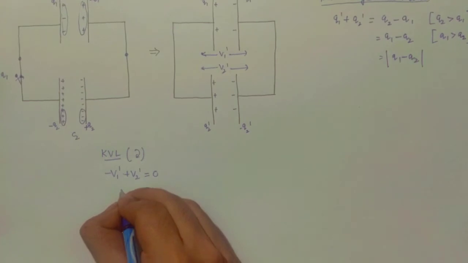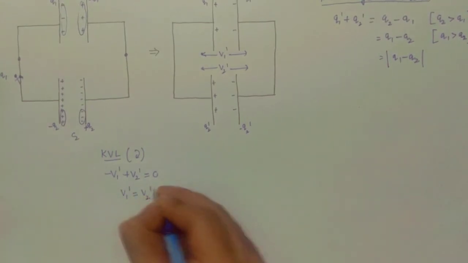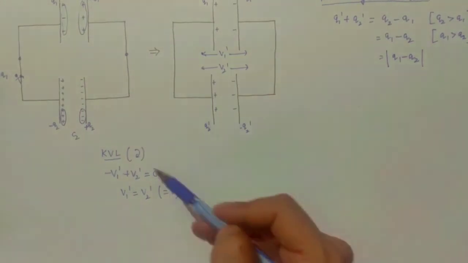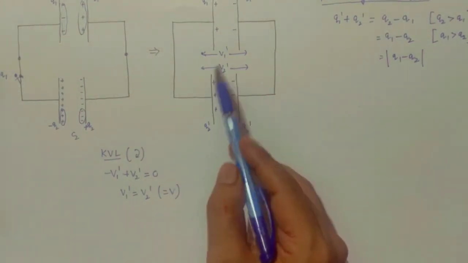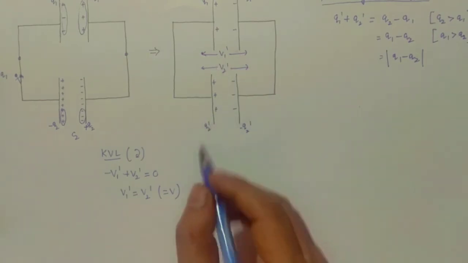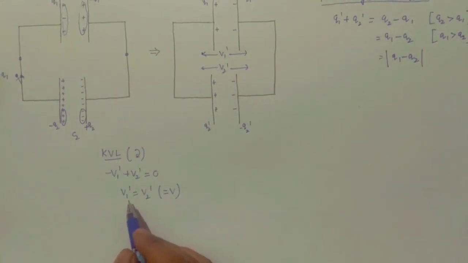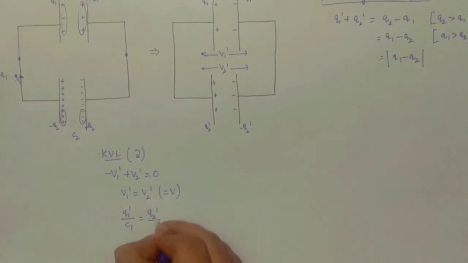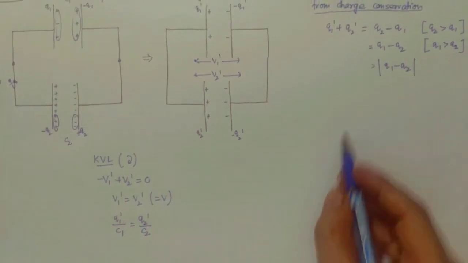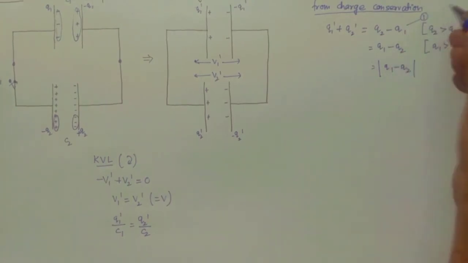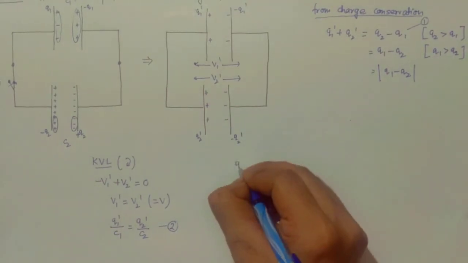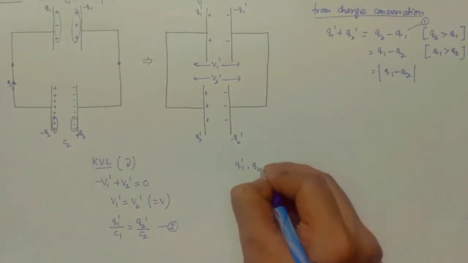So from here we got that V1 dash is equal to V2 dash, and let us assume this is equal to V, that is the final common potential difference between the plates of the two capacitors. From the formula Q equal to CV we can write that V1 dash is equal to Q1 dash by C1, and similarly V2 dash will be equal to Q2 dash by C2. So this is our equation number 1 and this is our equation number 2. We have two equations and two unknowns. The unknowns are q1 dash and q2 dash.